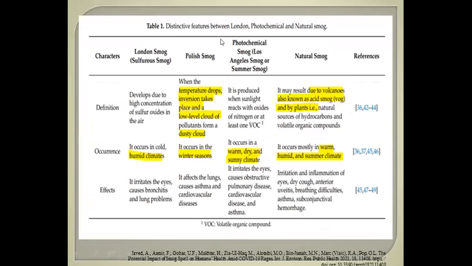Distinctive features of various types of smog are presented in this paper. For example, London smog, which is sulfurous smog, is present in cold and humid air. Polish smog occurs when the temperature drops, inversion takes place, and a low-level cloud of pollutants forms a dusty cloud. It occurs in the winter season. Photochemical smog, Los Angeles smog or summer smog, is produced when sunlight reacts with oxides of nitrogen, and it occurs in warm, dry, and sunny conditions. Natural smog occurs due to volcanoes, also known as acid smog, and by plants. It mostly occurs in warm, humid, and summer climate.